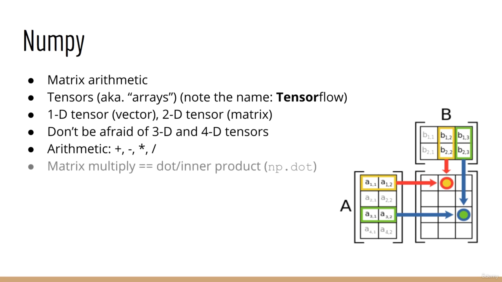Multiplication is the key operation, however. You should know that matrix multiplication is really just the dot product in disguise. In fact, whether you're doing a dot product between vectors or matrix multiplication between matrices, these are the same function in Numpy. It's just called dot. Element-wise multiplication is also an important operation in deep learning, so you should know how to do that as well.